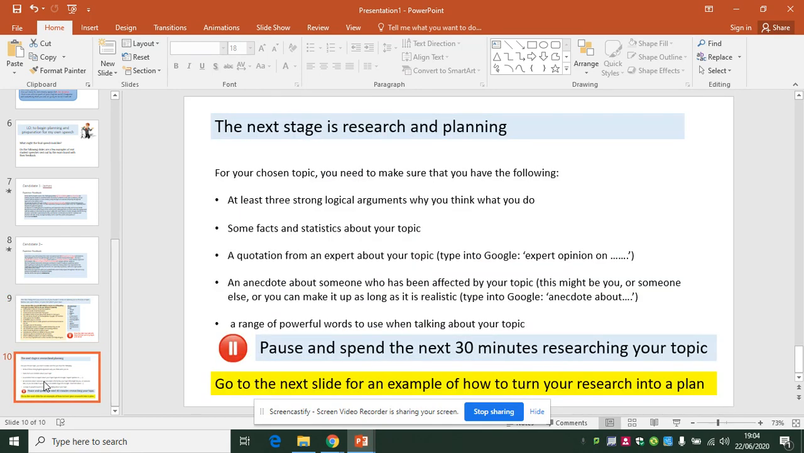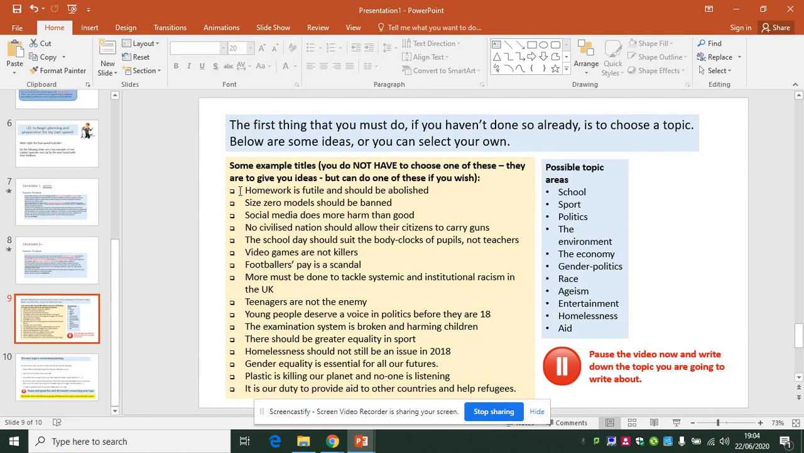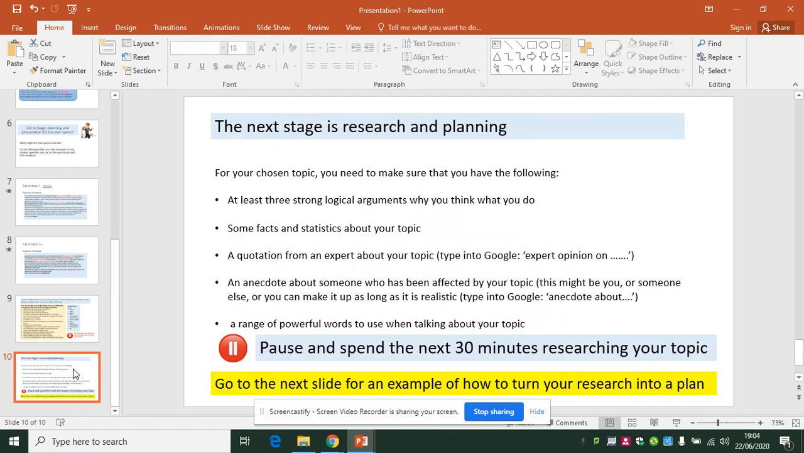Okay, now you've got your topic. The next stage is research and planning, and that is what you're going to be doing for the remainder of this lesson. So for your chosen topic, you need to make sure that you have the following. You need 3 strong logical arguments about why you think what you do. So for example, say you were going to talk about this first one here. Say you're going to talk about homework being futile, that means pointless. You need 3 good reasons that you think that. You can't just have one main reason, that's not going to be long. It's not going to give you enough to talk about. So 3 main logical arguments or reasons that you have your opinion.